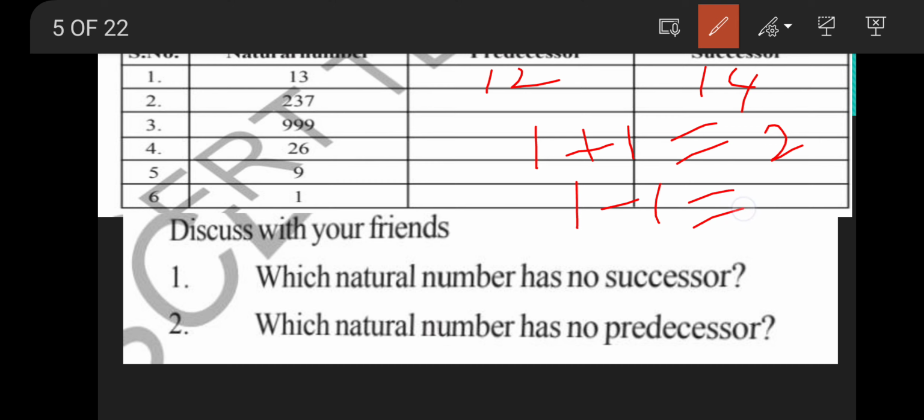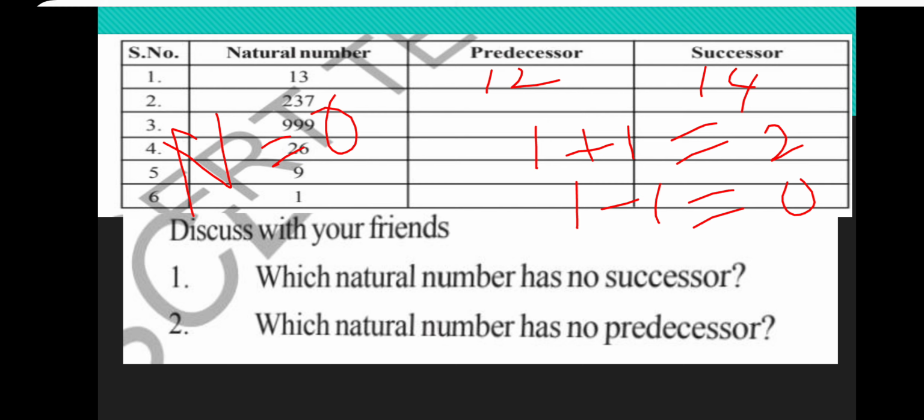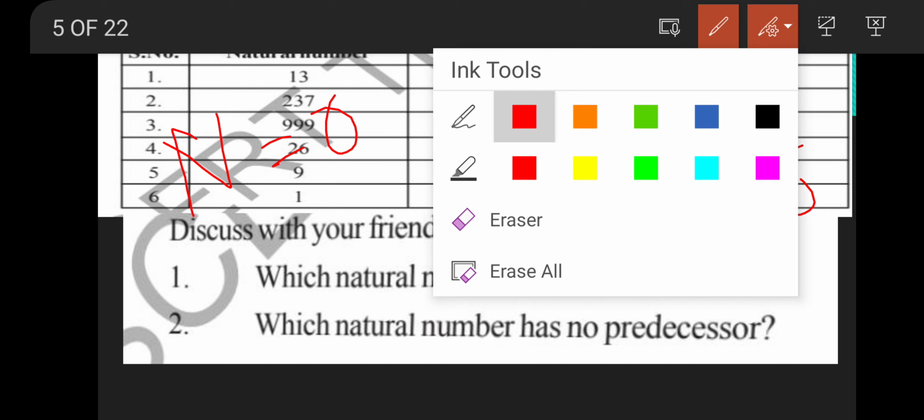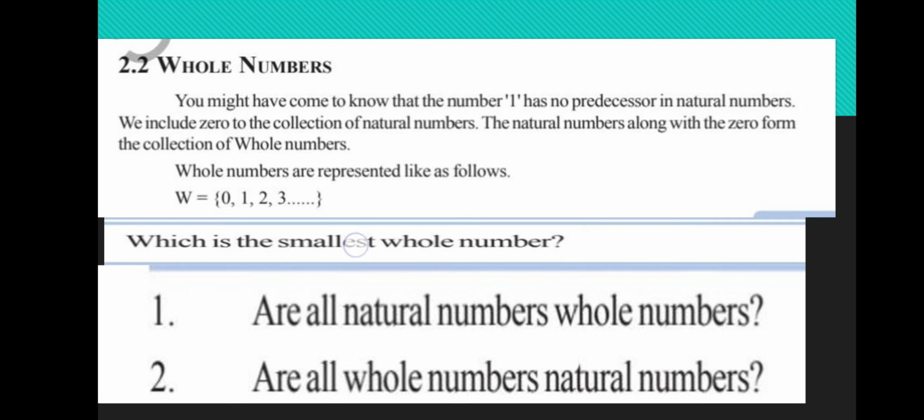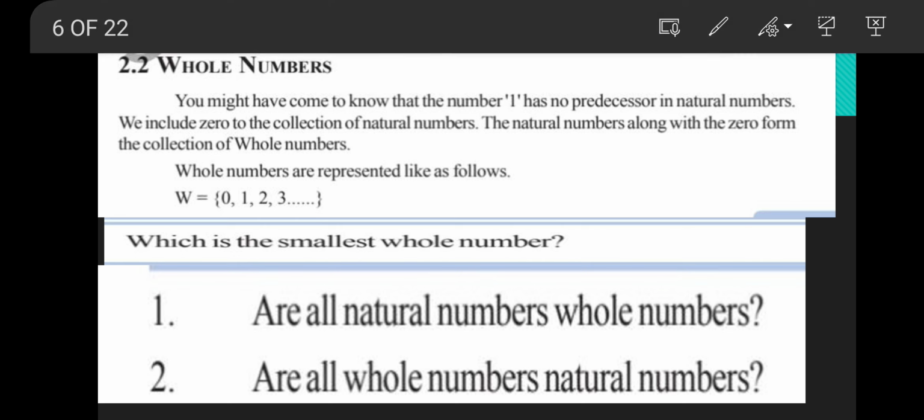1 minus 1 is 0. Suppose 0 is not there, so the predecessor is not there in the natural numbers, because natural numbers will start with 1. So for the natural number 1 there is no predecessor. Next one, if you add 0 to these natural numbers, we will get the whole numbers.